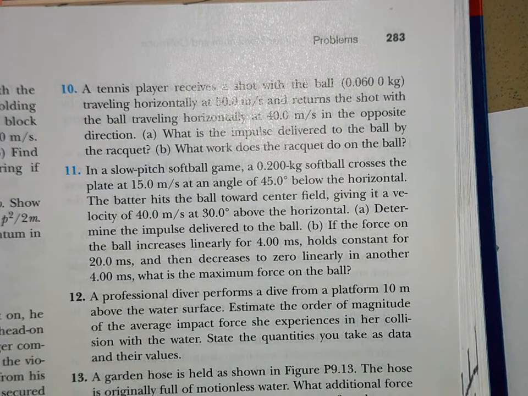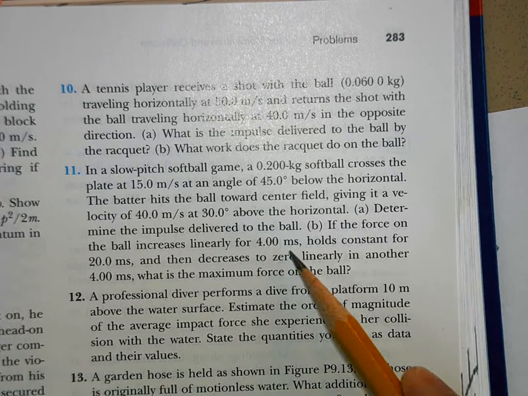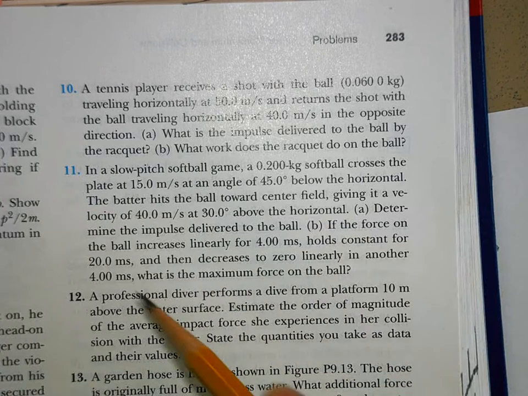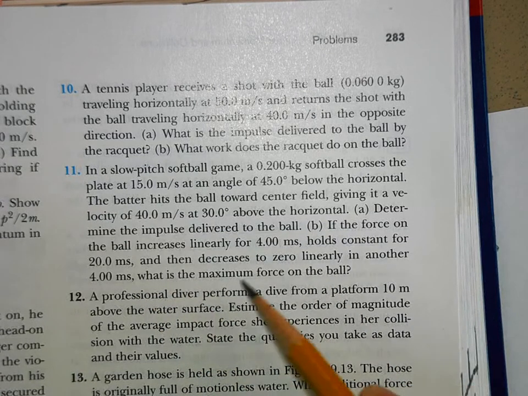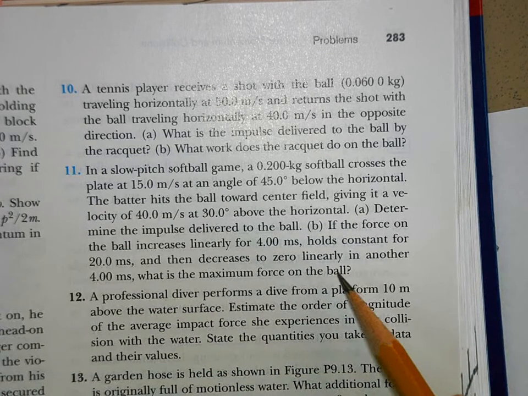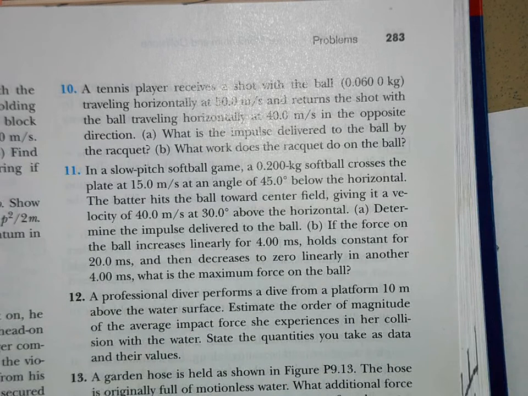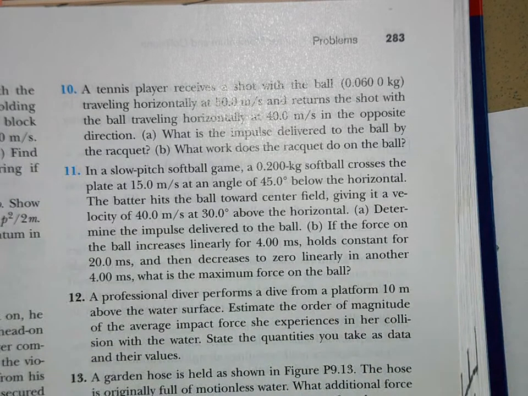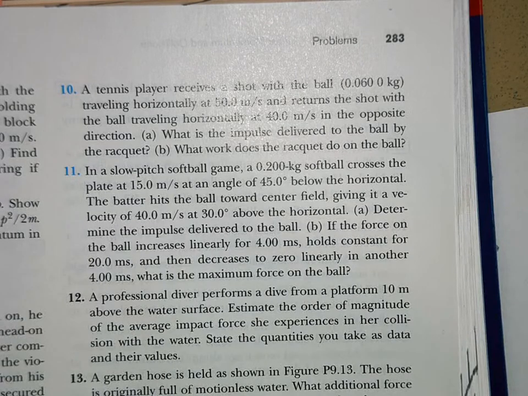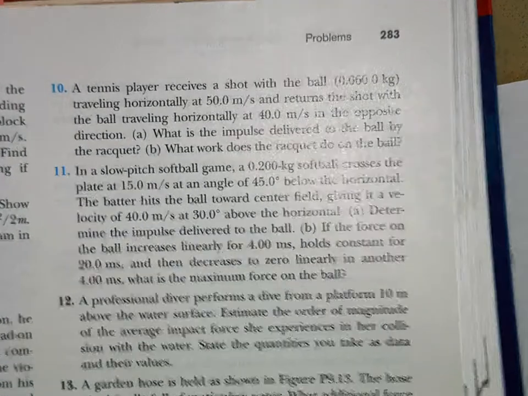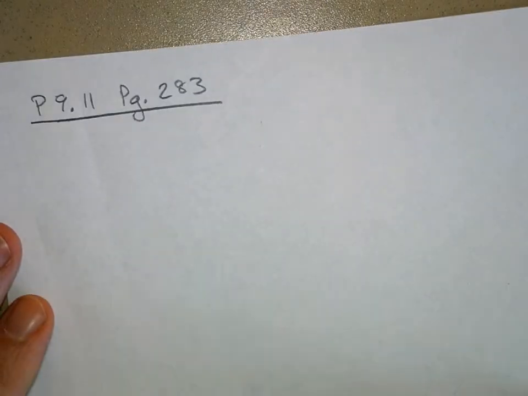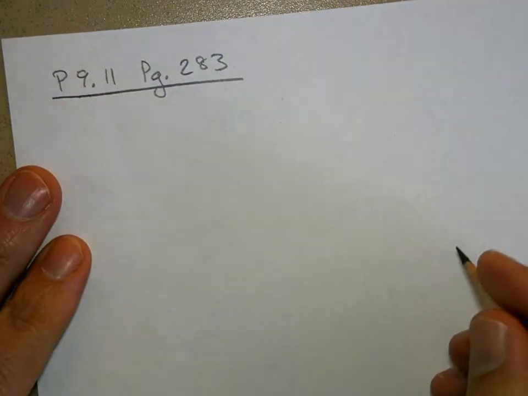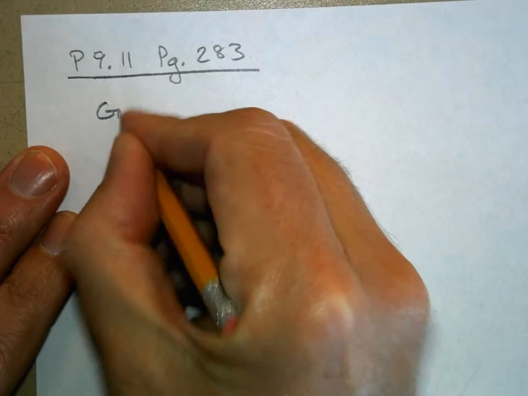If the force on the ball increases linearly for 4 milliseconds, holds constant for 20 milliseconds, and then decreases to 0 linearly in another 4 milliseconds, what is the maximum force on the ball? Okay, so I assume that's the part of this that's the most difficult. So let's write out what's given.